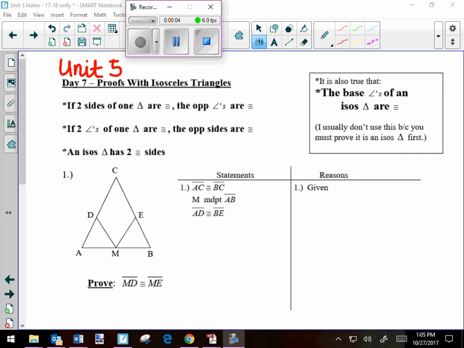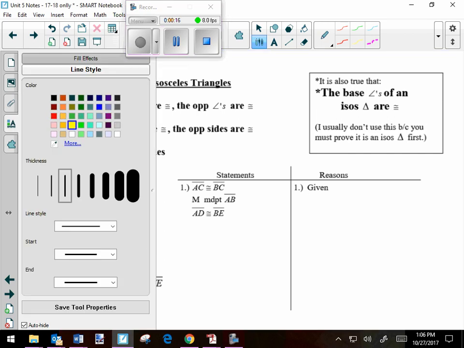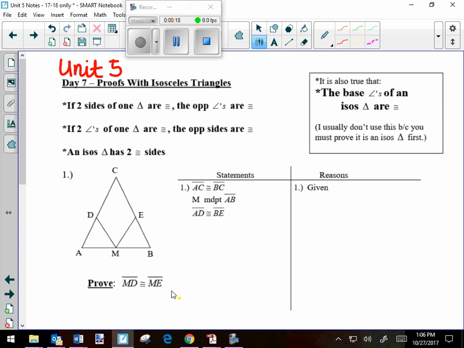Okay, Unit 5, Day 7. We're continuing on with our proofs today, and we're going to talk about some of the rules for isosceles triangles. You actually already know these rules. We just have to put them in the context of a proof. You will notice at the top of your notes, it talks about these two rules in here.